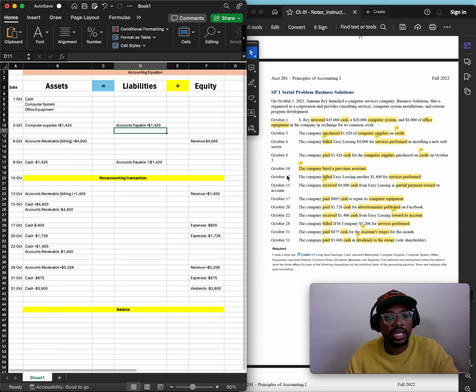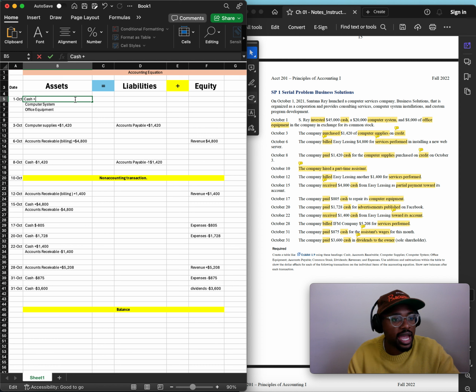1,420. Okay, and then last but not least, and we're done for today, invested. So, okay, now the owner invested in multiple things. They invested cash. So, what's happening for the company? Is cash going up or is it going down? Cash is going up. So, let's go ahead and do this. We're going to increase cash by $45,000. Computer equipment, they're gaining computer equipment. That's going to also go up by $20,000.